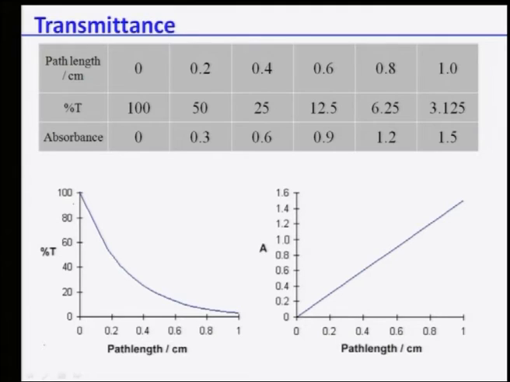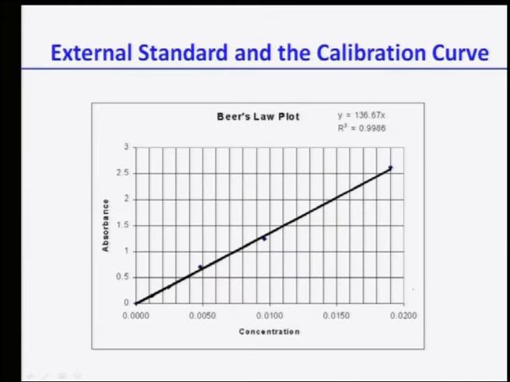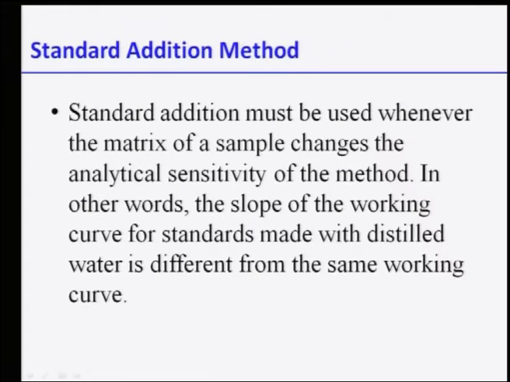Now depending on the path length, obviously if you have 0, 100% transmission, and so on, one can get percent absorption versus path length behavior, and then one can use an external standard and calibrate this curve. This is the absorption, this is the concentration. You can see it follows a linear law, where R, the confidence level of the fitting, is very high, almost 99.86%.